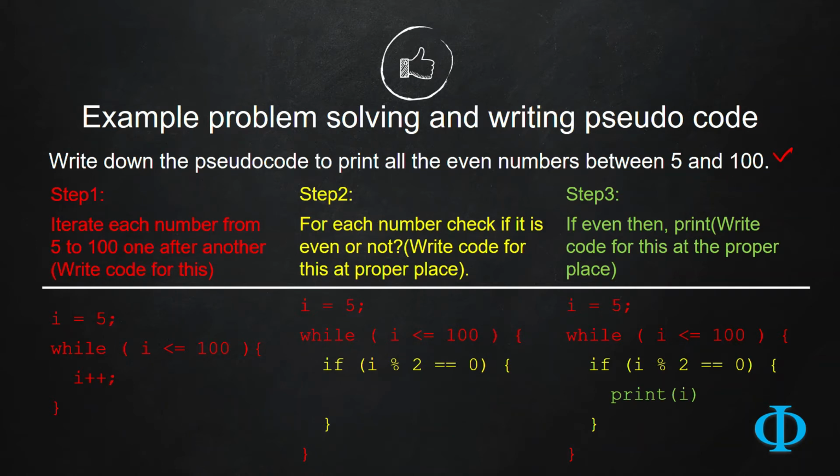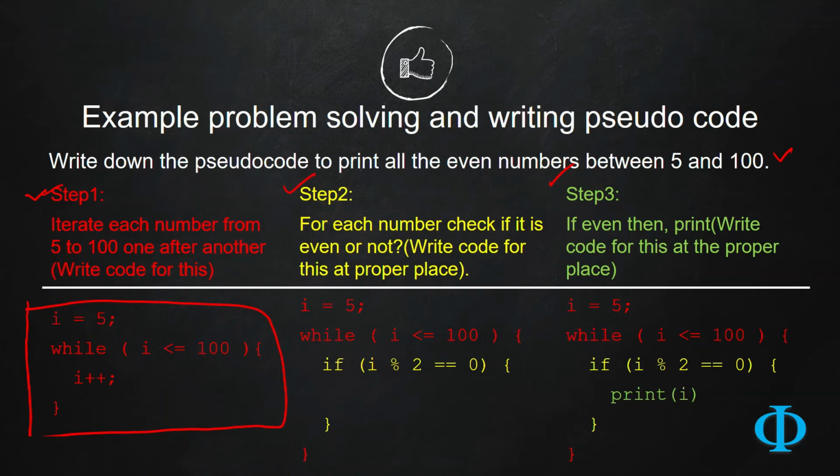How can you solve the problem? First, I have divided the problem into multiple different steps, that is step 1, step 2, and step 3. Now in step 1, what I have done, I wrote in clear English: iterate each number from 5 to 100 one after another. And after breaking it down to step 1, write the code for step 1 like this.